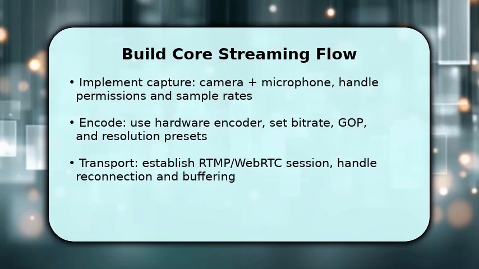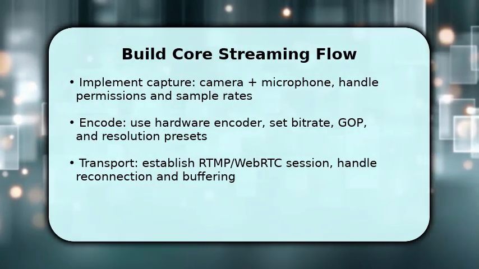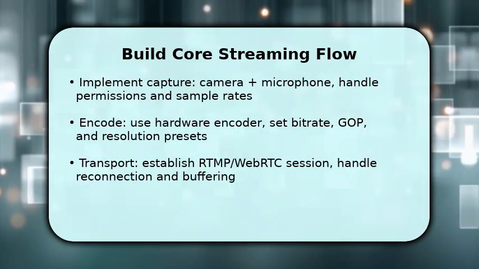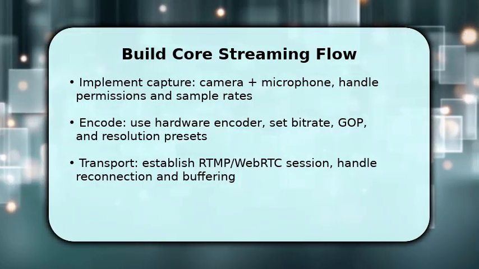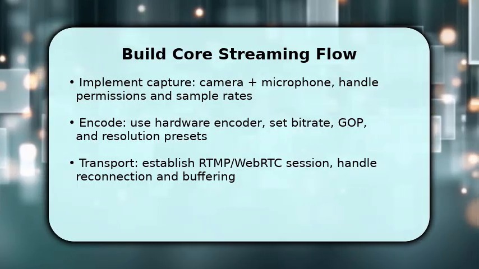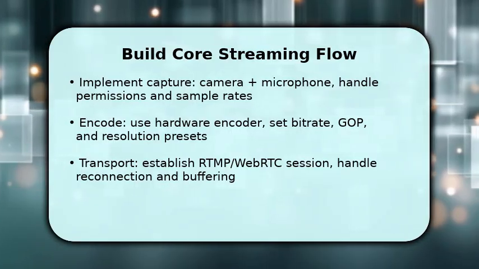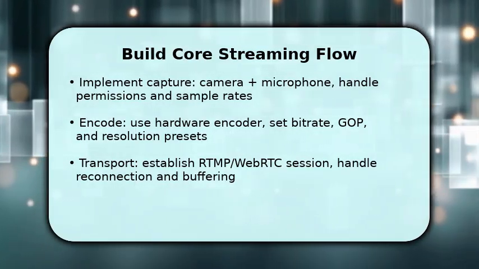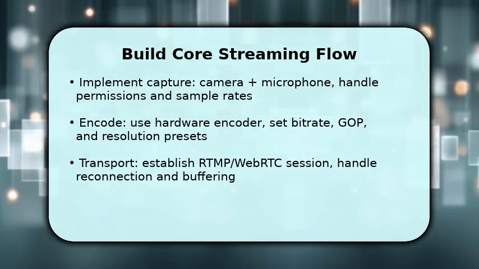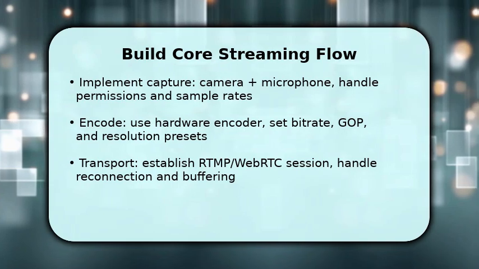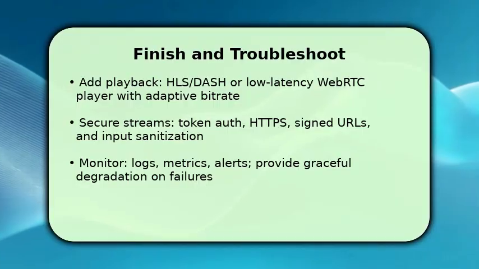You now build the core: capture, encode, and transport. Start by wiring camera and mic captures into a hardware encoder to reduce CPU load. Choose bitrate presets and a GOP aligned with your target resolution. Once encoded, stream to your ingest server via RTMP or negotiate a WebRTC peer connection for low latency. Integrate retry logic and exponential backoff for transient network errors. As you assemble these pieces, measure end-to-end latency and memory use so you can iterate on encoder settings and buffer sizes.